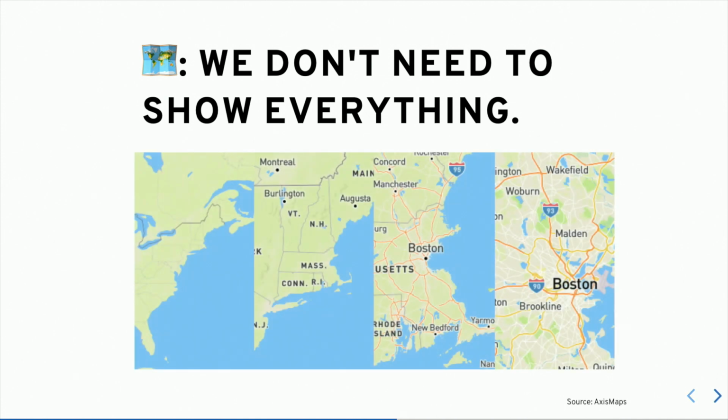Here we have 4 panels, all showing Boston, gradually zooming into where we are. At each level of zoom, we get different levels of detail. At the top level, you can barely see where the states are. As you get closer and closer, we add state labels, we add highways, we add street labels, and this progressive approach prevents us from overwhelming our users as quickly.